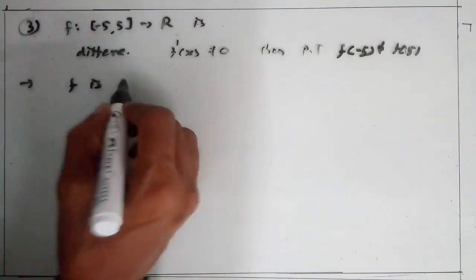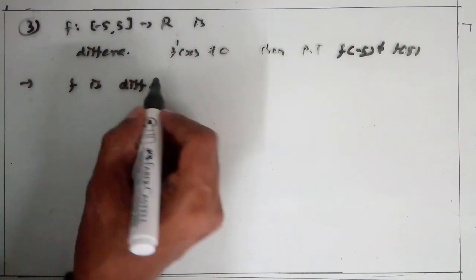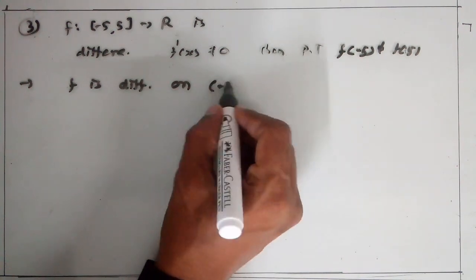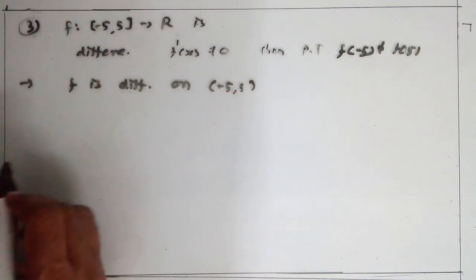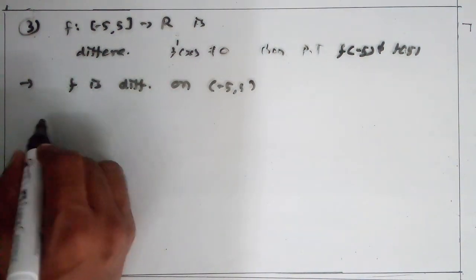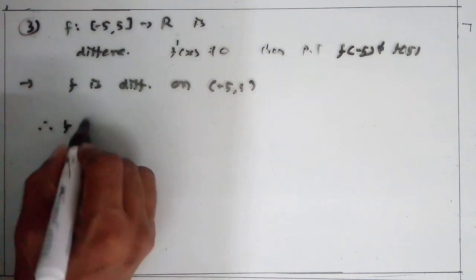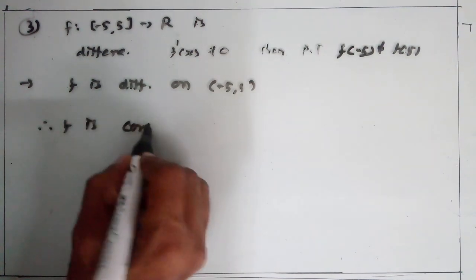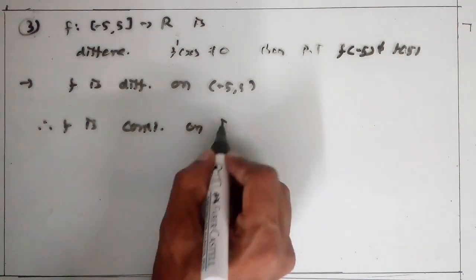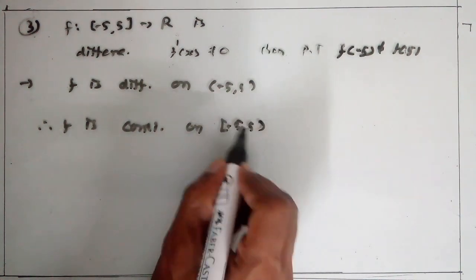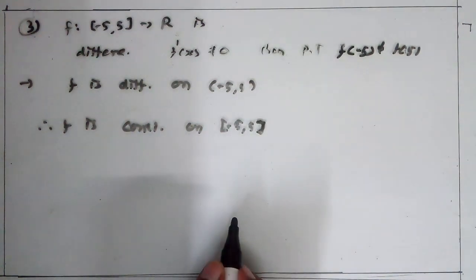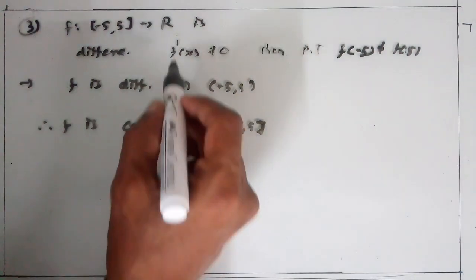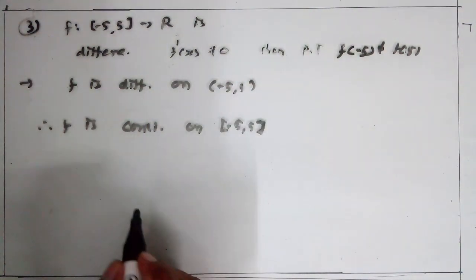F is differentiable on the open interval minus pi to pi. Number 2, f is continuous on the closed interval minus pi to pi. Clear? And here, given f dash x not equal to 0.